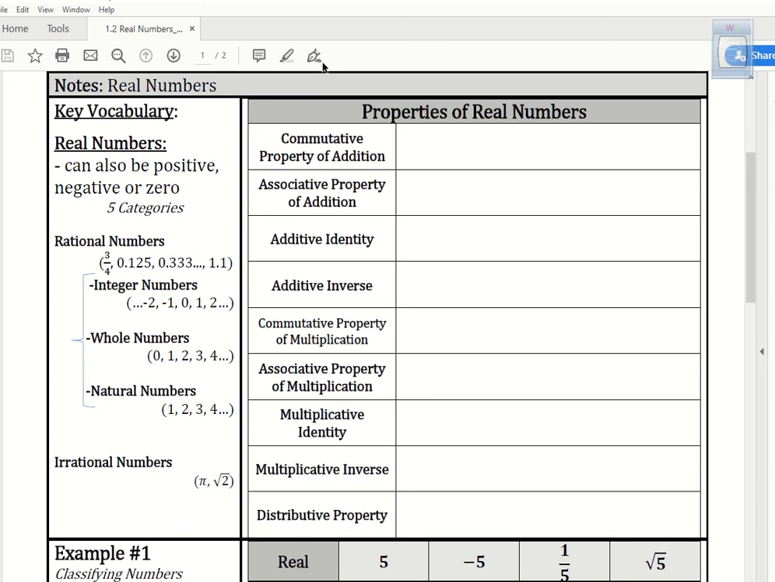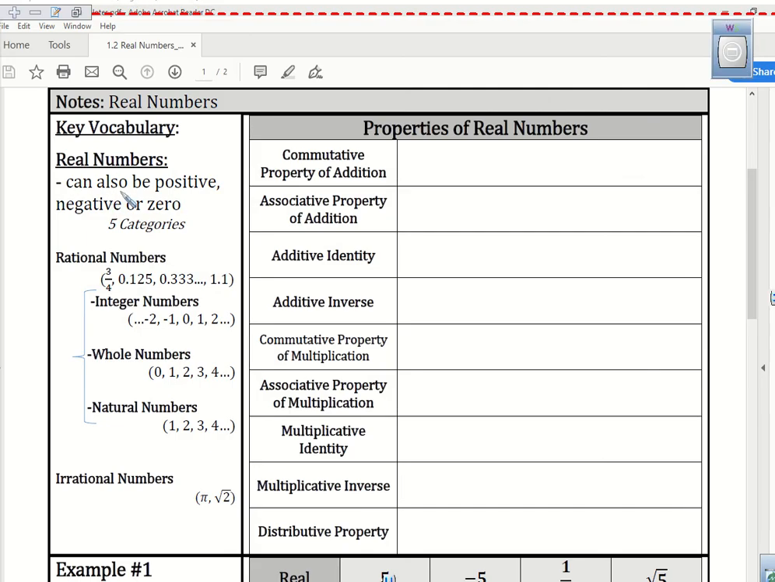Starting with our key vocab on the left, real numbers, as we learned before, can also be positive, negative, or 0. There's 5 categories. Those categories are rational numbers, those are our fractions, decimals that stop or repeat. Integers, those are the negative, 0, positive numbers. Whole numbers include 0. Natural numbers start by 1. They just go up. Those are our counting numbers. Irrational numbers, you think of 2 things. You're either thinking of pi or the square root of a non-perfect square.